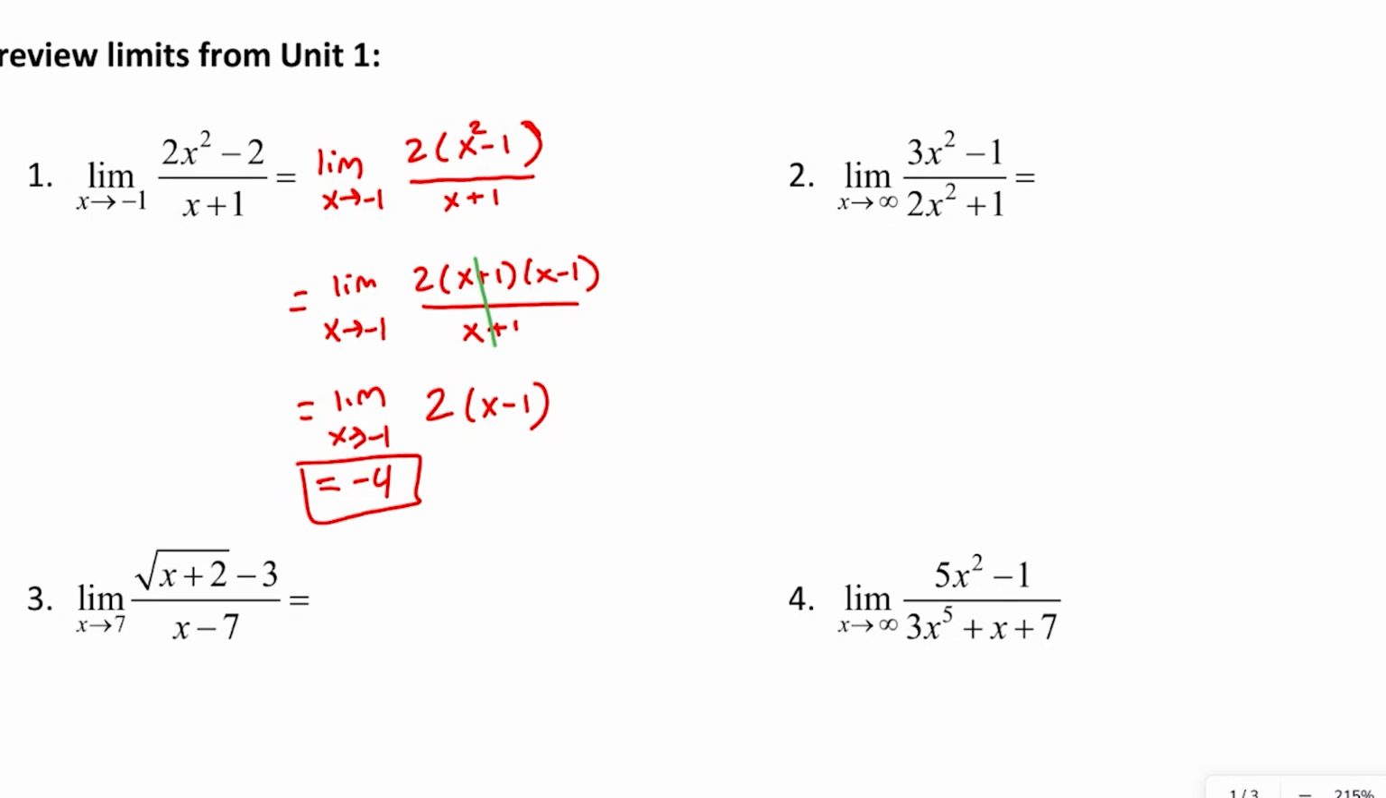Yeah, you look at the powers. So when x goes to infinity, what we're really interested in is the horizontal asymptote. What value is the function approaching? That's defined by the horizontal asymptote.